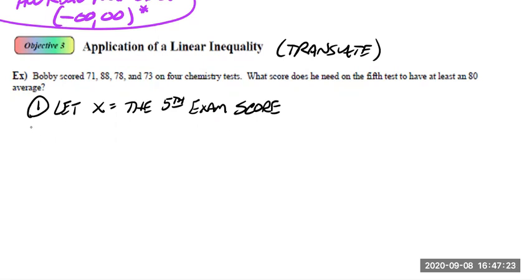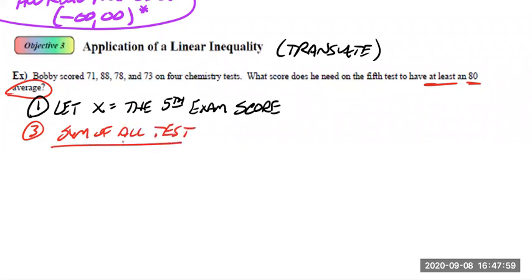So we're basically at step 3, which is what mathematical process involves the fifth test. Well, we have to understand what average is. What's an 80 average? And then we'll interpret the at least. So first of all, when we average, we add up all the numbers and divide by the number of numbers. So it's the sum of all tests divided by the number of tests to get the average.